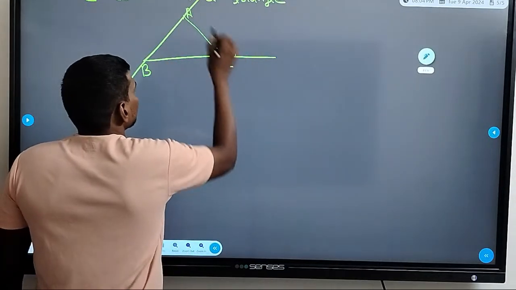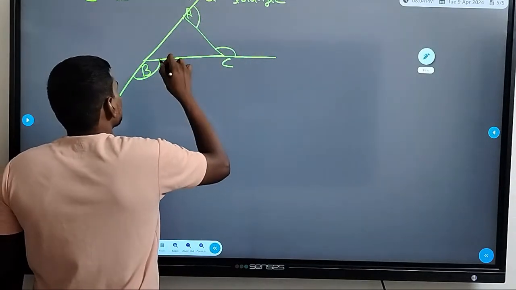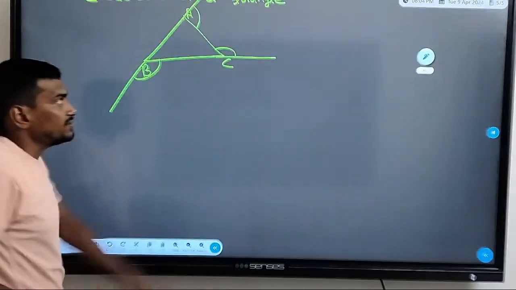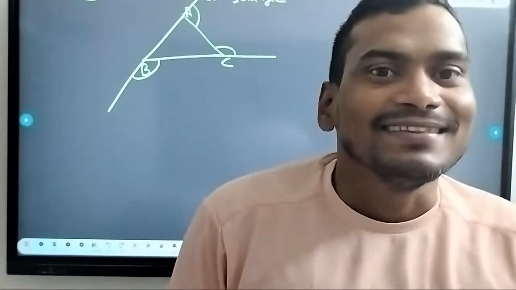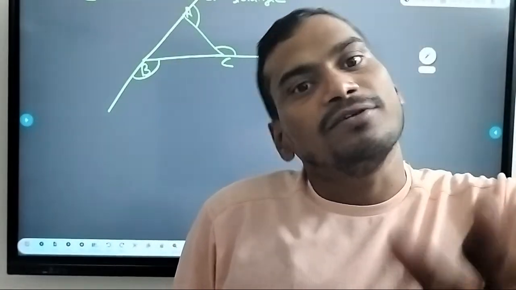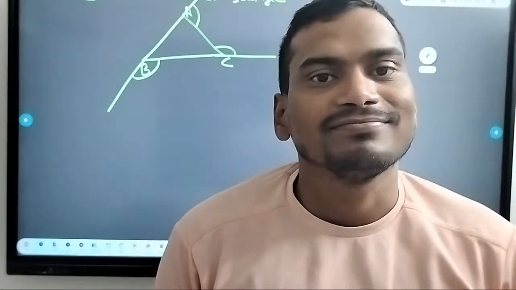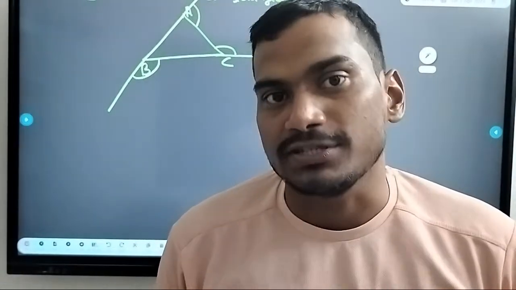One external angle, another external angle, third external angle. Can we say it is the point of intersection of all these? Many students give me the answer like this, that excenter will be the point of intersection of all, but that is not correct, right? That is not the right information.